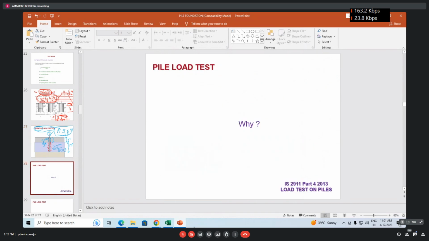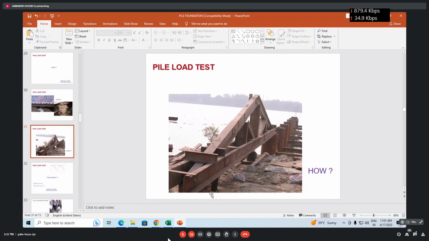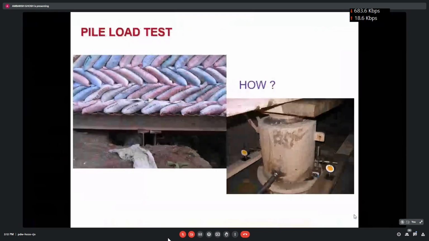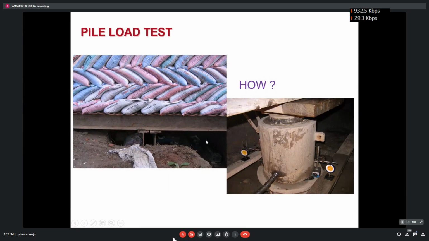All of you have seen the pile load test in that 1000 capacity hostel? Yes, sir. There you see this picture, you might have seen. Have you seen this thing there? Inside that, this type of hydraulic jack. Have you seen?